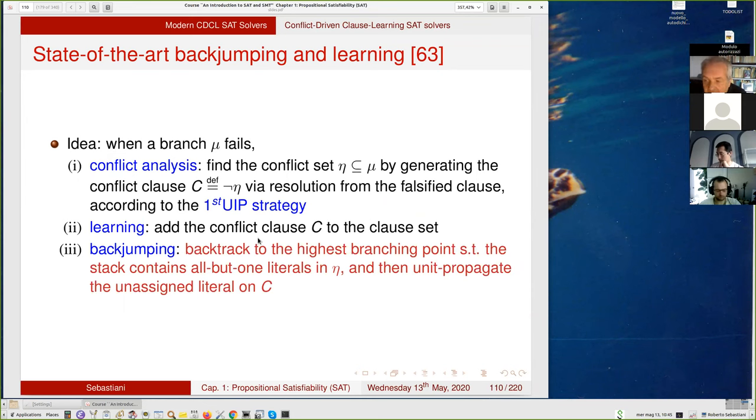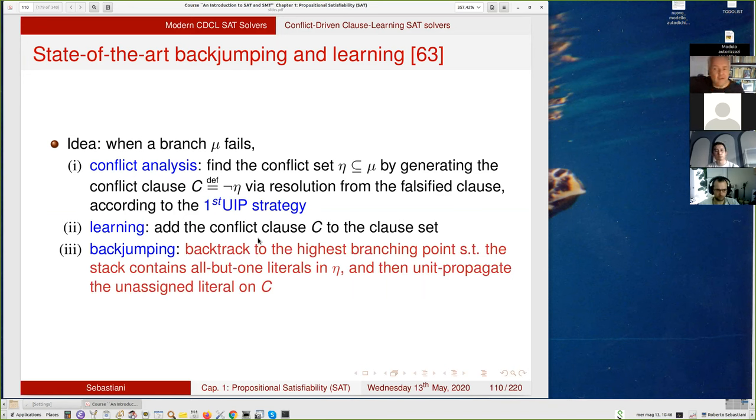Back jumping, the second difference is that you use a different idea of back jumping. The idea is to backtrack to the highest branching point, such that the stack contains all but one literal in the conflict set, and then unipropagate the unassigned literal on the conflict clause. This substantially obeys a very clear intuition, as I will show you in the next slide. Learn, do the conflict analysis, learn the clause, and then go back to the oldest place where you would have done something different, that is unipropagating the UIP, if only you had known this clause in advance.